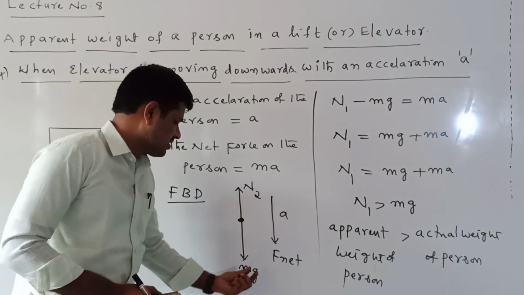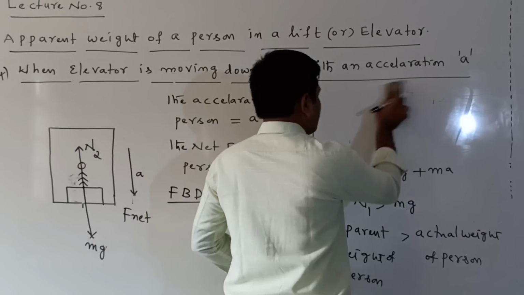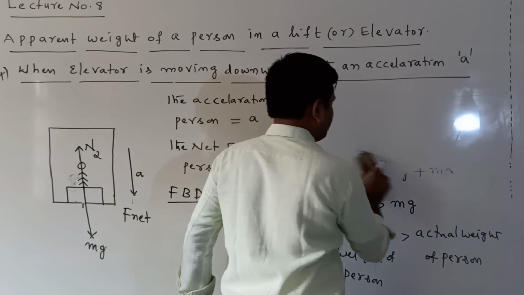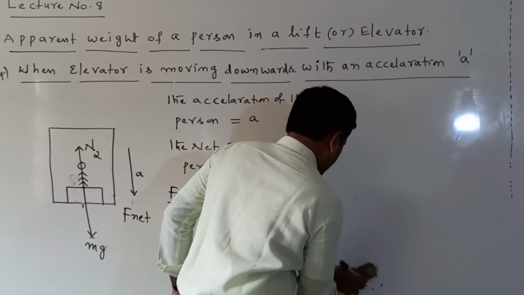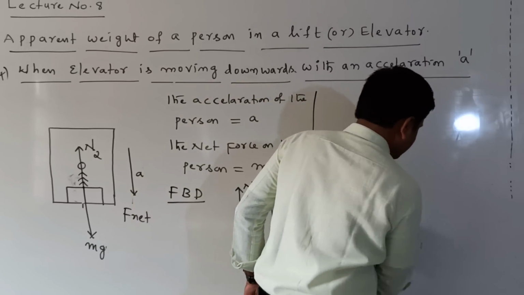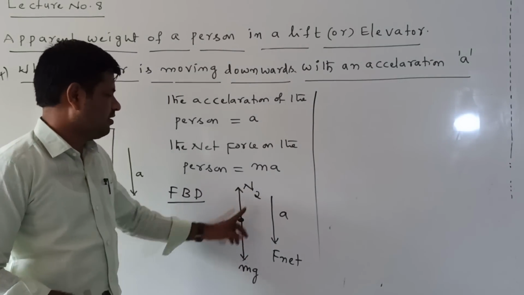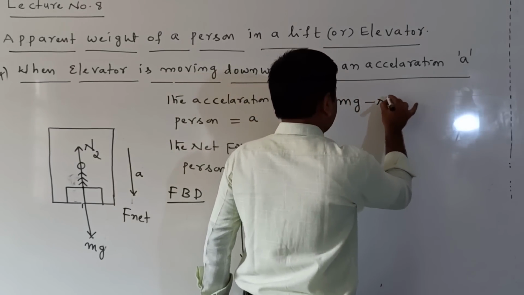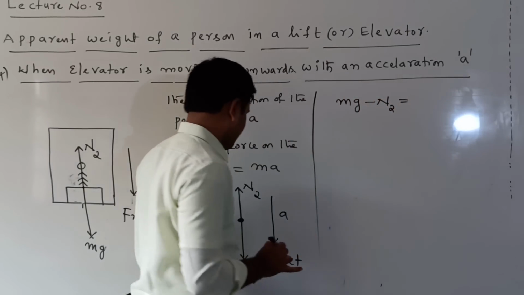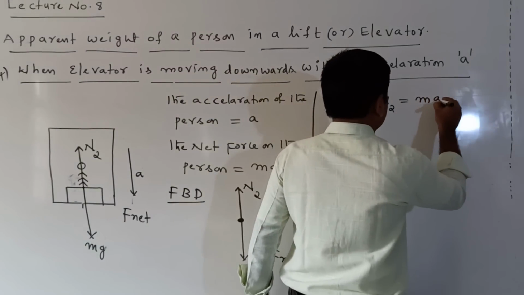Acceleration is in the downward direction, which means which force is larger here? Is mg larger or is N2 larger? Here mg is larger, because acceleration is acting in the downward direction. The force in the direction of acceleration is considered larger. So mg is larger than N2. So what am I writing here? Net force: mg minus N2 is equal to net force. Net force is equal to mass into acceleration.